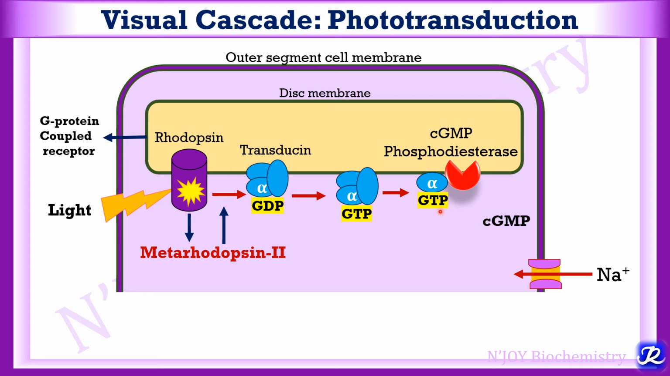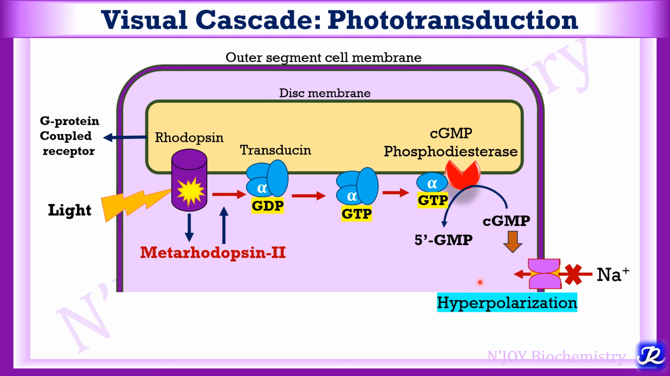This alpha GTP then binds with the cyclic GMP phosphodiesterase enzyme. It activates the enzyme, which causes conversion of cyclic GMP into 5' GMP. Now the concentration of cyclic GMP inside the cell is decreased, and because of that the sodium channel is closed. So there is no entry of sodium inside the cell. So there is less positive charge inside, and it leads to hyperpolarization, and further it results in neuronal signaling.